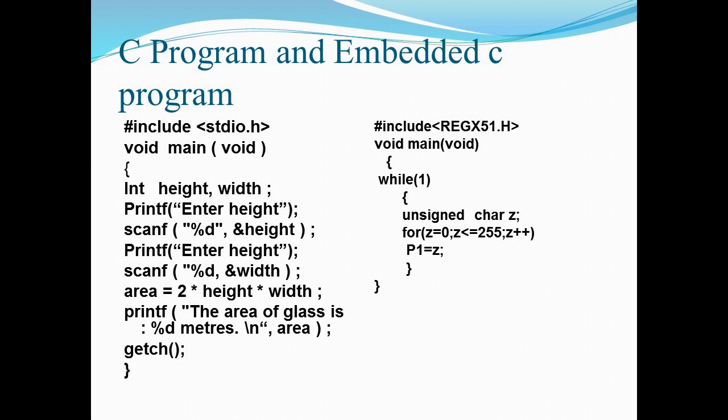We have already discussed that the C program is portable. In this case you can see that this program is developed for the 8051 microcontroller. The same program can be developed for any other microcontroller. We just have to change that include file. Right now it is regx51. If you want to develop the same program for another microcontroller, we have to include a different header file, but the rest of the program remains the same. So that is the best benefit of using the embedded C language.